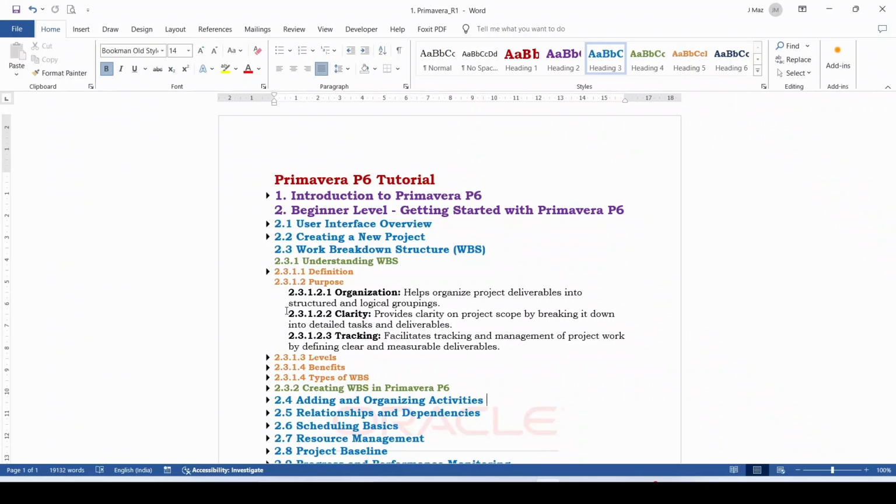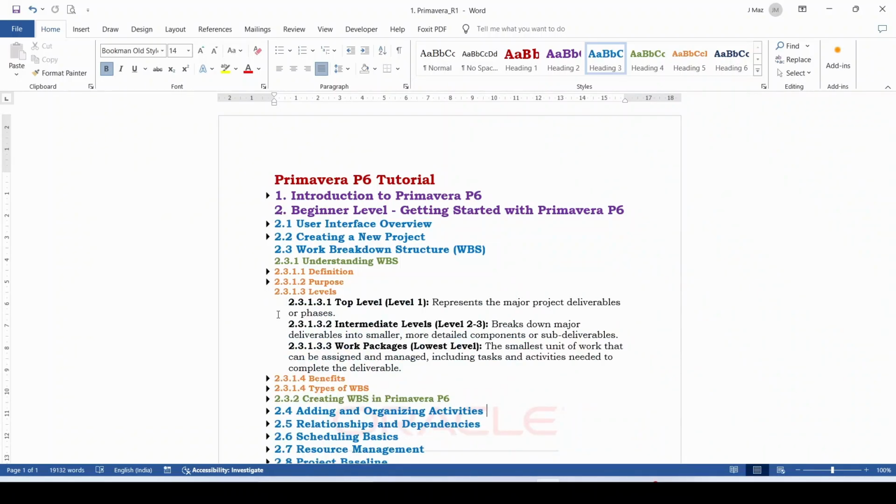Again, the detailed purposes of creating a WBS within a project are as follows. WBS helps to organize project deliverables into structured and logical groupings. WBS provides clarity on project scope by breaking it down into detailed tasks and deliverables. WBS facilitates tracking and management of project work by defining clear and measurable deliverables.